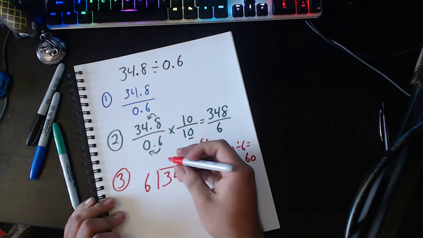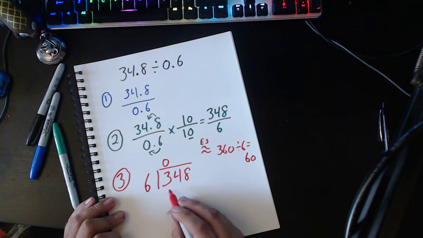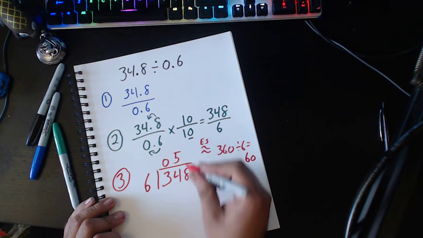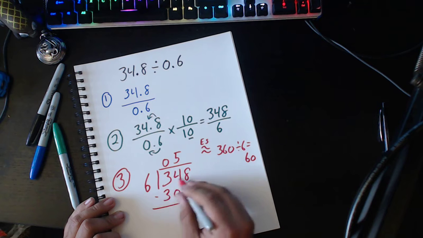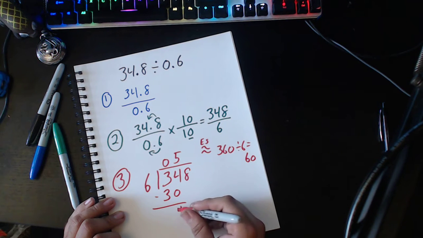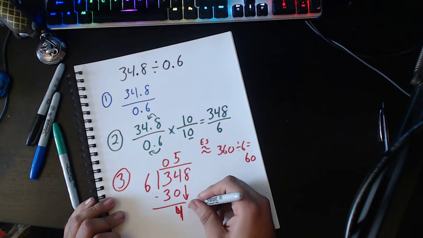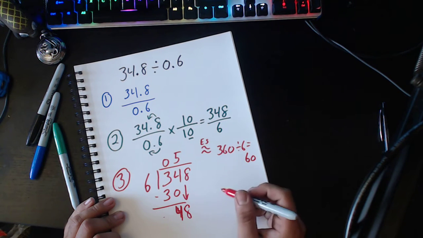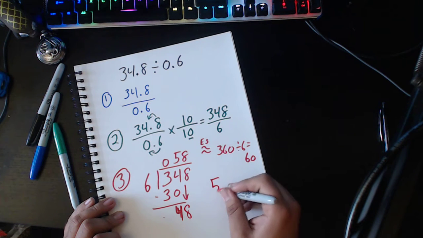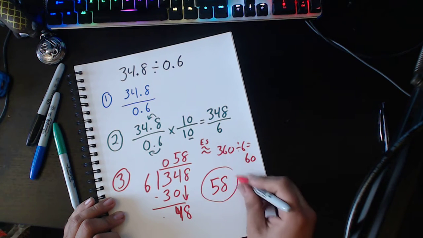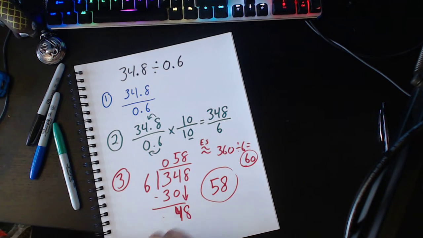So 6 times 3, 6 goes into 3. We can't do that. But 6 goes into 30 5 times to give us 30. 34 minus 30 will give us 4. Now I'll bring down my 8. 6 goes into 48 8 times. So our answer for this problem is 58. And that is near 60. So that is correct.